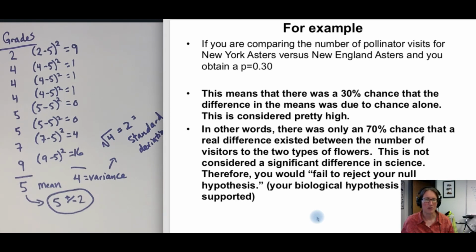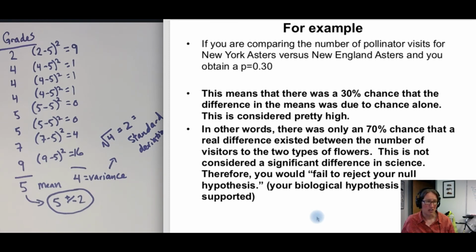It's a little easier to make sense of this with an example. Let's say we're comparing how many pollinator visits 2 different types of plants get: New York asters compared to New England asters. You crunch your numbers, you get a p-value of 0.3. That means that there is a 30% chance that any difference in the means for these 2 aster types is due to chance alone. That's a pretty high potential for that outcome just as a result of chance, right? In other words, there's only a 70% chance that there was a real difference in the number of visitors between the 2 types of flowers. This is not a big enough margin to be considered a significant difference in science.